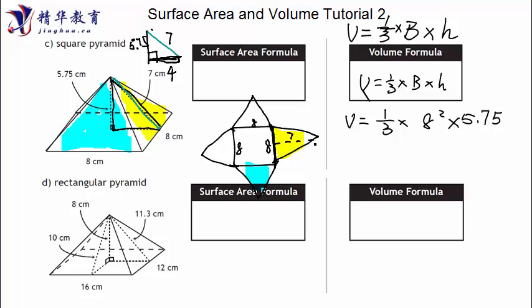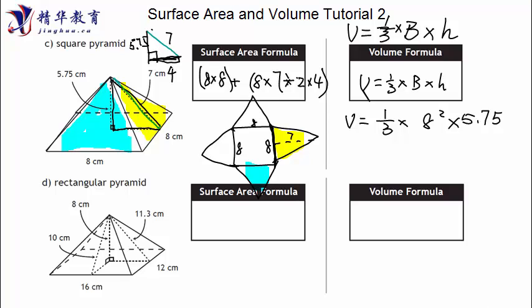8 times 7 divided by 2, which is the area of these triangles. How many triangles do we have? 4 of them, right? So our formula is supposed to be 8 times 8 plus 8 times 7, which is this line, divided by 2, and then times 4. And that's it. Make sense?